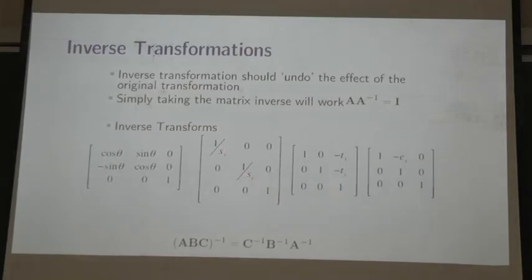For translation, it's just the negative of the translation vector, because if I took 2 steps forward, I'll just take 2 steps backwards. And for shear, just the sign of the shear factor changes. You can verify these make logical sense, just because that has the effect of undoing the transformation, and you can verify that this is indeed the mathematical inverse of the matrix, just by multiplying this with the original and seeing that you get identity.